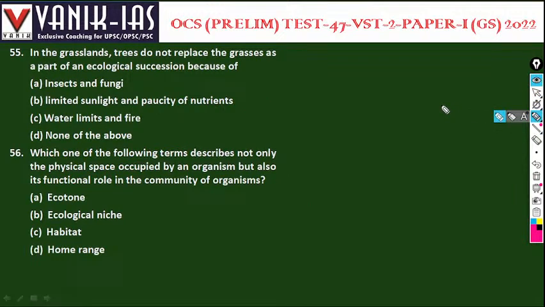Then in the grasslands, trees do not replace the grasses as a part of ecological succession. Why do trees not replace them? Because there are water limits and fire. Yes, there is water limit. That's why trees do not replace the grasses. Niche describes not only physical space but also the functional role of the organism. Ecotone means a common area between two, these are ecotones. Right. Habitat means the complete habitat of an organism.